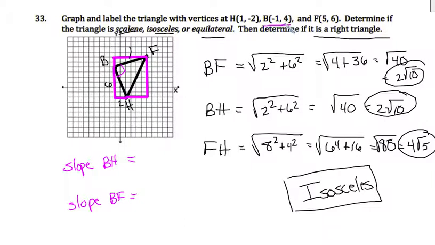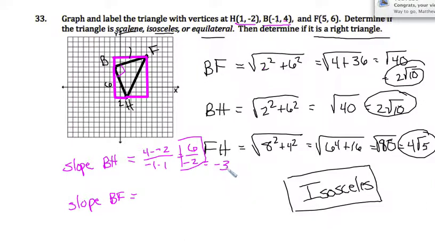So if I'm looking for the slope of BH, that would be 4 minus a negative 2, y minus y, over negative 1 minus 1, which would end up being 6 over a negative 2 or a negative 3 for that slope. Now, you'll notice those same numbers, 6 and 2, those are the same numbers we were using in our distance formula. So we can use those same numbers, but you have to pay attention to the numbers before you reduce it. The slope is negative 3.